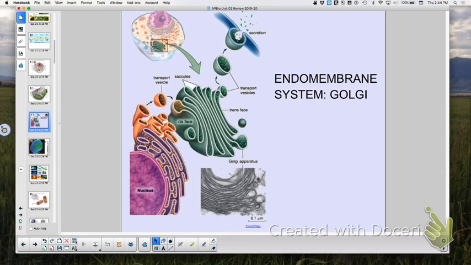On the rough ER, those ribosomes are there, so of course that's where you're going to do some protein synthesis. But there are free-floating ribosomes that can also make protein.